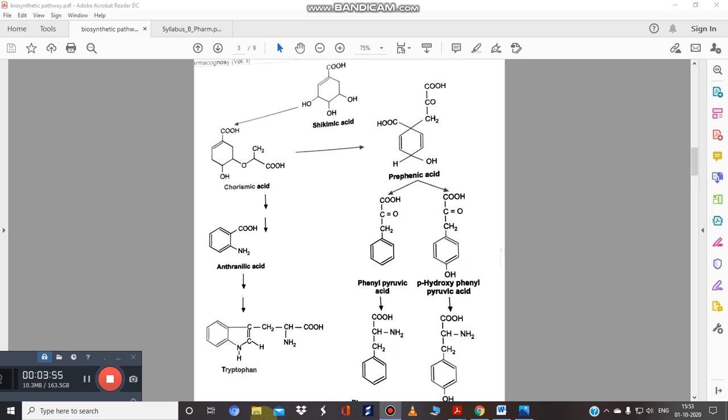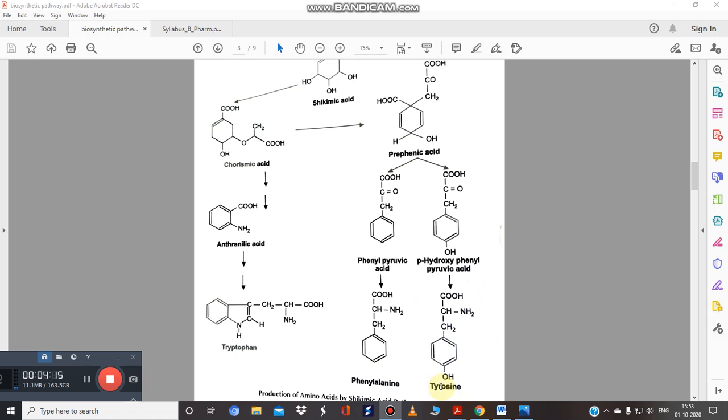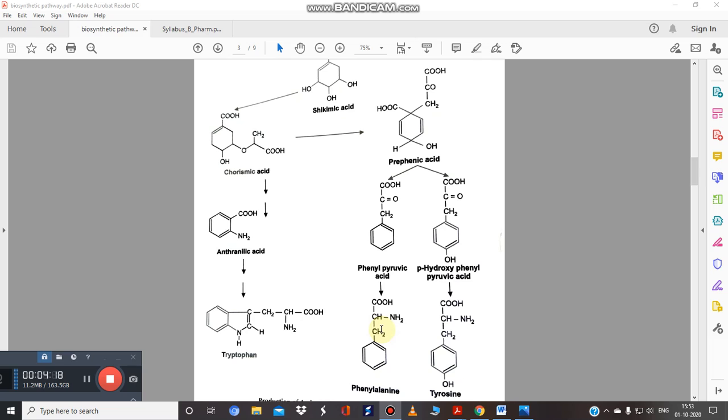And here, dehydrogenation and decarboxylation reactions convert prephenic acid into beta hydroxy phenyl pyruvic acid, which is the direct precursor of tyrosine. So again amino acids are produced. From shikimic acid, an aromatic ring is present, which is why they are known as aromatic amino acids. So through shikimic acid we get tryptophan, phenylalanine and tyrosine.